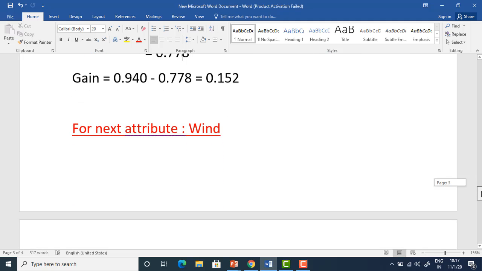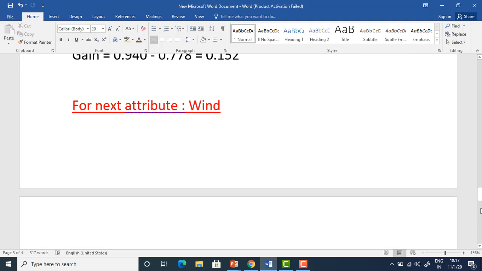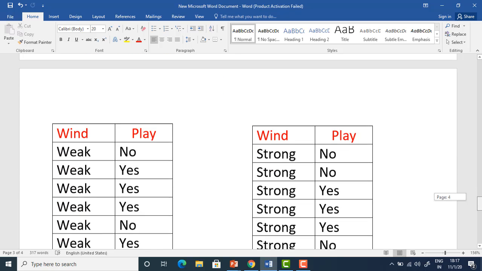Similarly, for the next attribute, follow the same procedure for the wind attribute also. In the wind attribute also we have only two values.